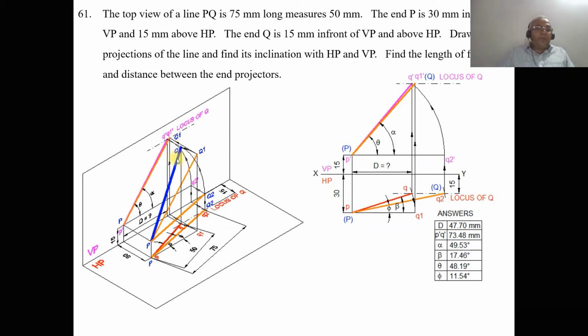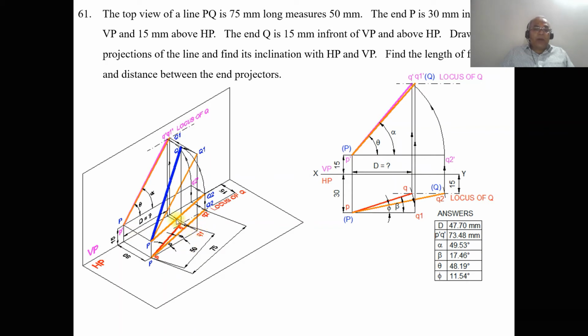To get the top view, again with P as center, taking the radius of PQ, rotate it such that both P and capital Q1 are in front of VP by 30 mm. So when you look from the top view, you can see that Q1 is falling here. So on the horizontal plane, small p Q1 is the line which is parallel to VP. Since it is parallel to VP, you are getting the true length in VP.